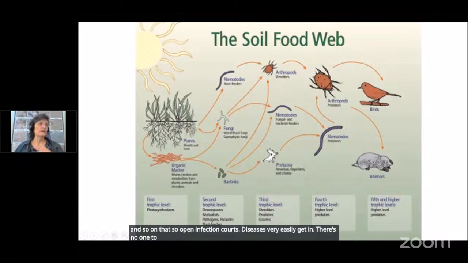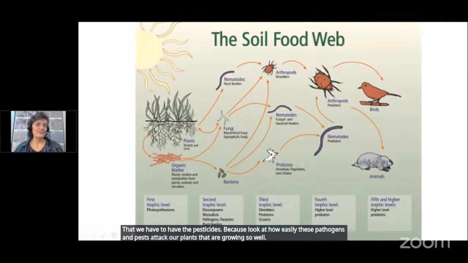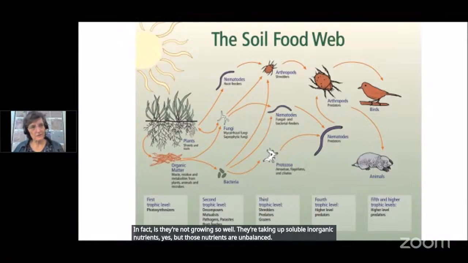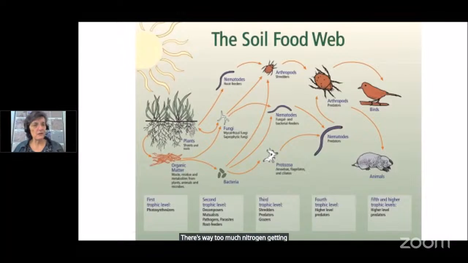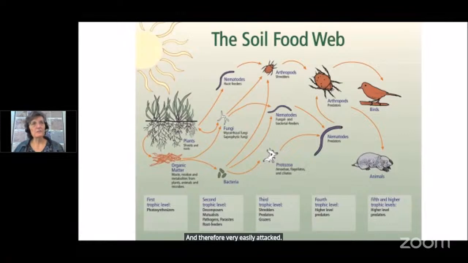And so now we think that we have to have the pesticides, because look at how easily these pathogens and pests attack our plants that are growing so well. Well, the fact is they're not growing so well. They're taking up soluble inorganic nutrients, yes, but those nutrients are unbalanced. There's way too much nitrogen getting into the plant. There's way too much phosphorus, depending on what chemical fertilizer was applied, and your plant is having to consume those nutrients, and therefore the tissue in that plant is unbalanced and therefore very easily attacked by these pests and pathogens and problem organisms.